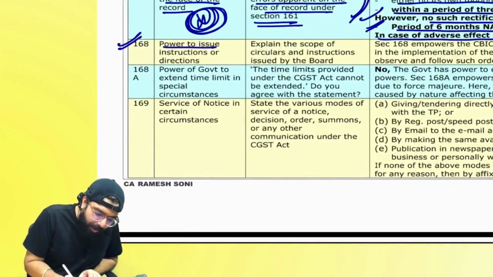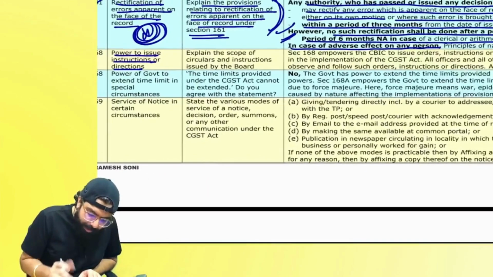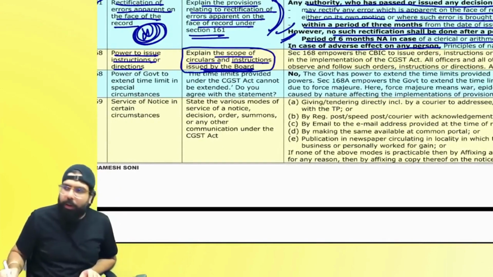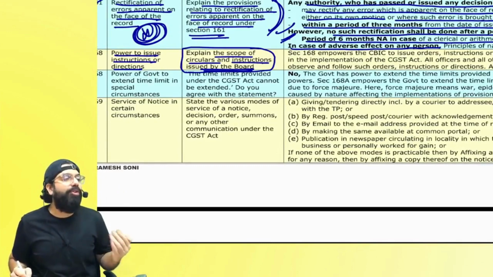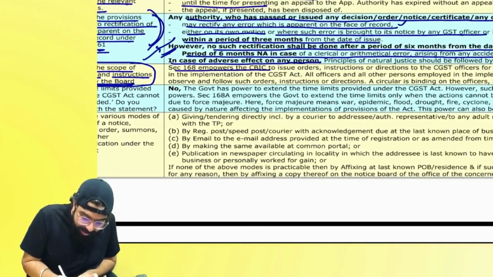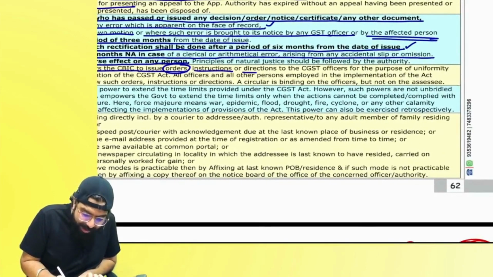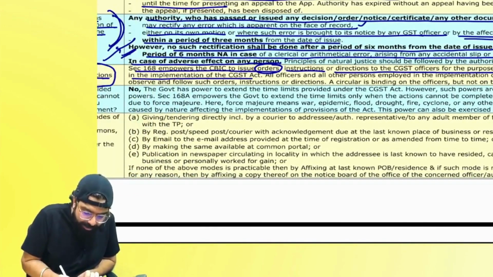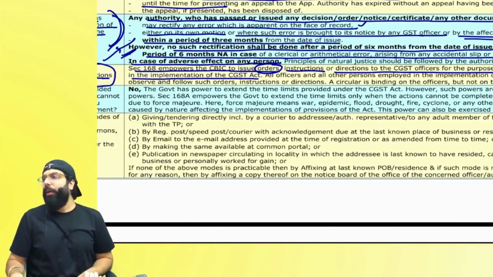Section number 168, power to issue instructions or direction. Everyone, explain the scope of circulars and instruction issued by the board. Everyone, tell me one thing. Which section gives the power to issue circulars? Here, this one. Section number 168 empowers CBIC to issue orders, instruction, direction to the CGST officer for the purpose of uniformity in implementation of the CGST Act.